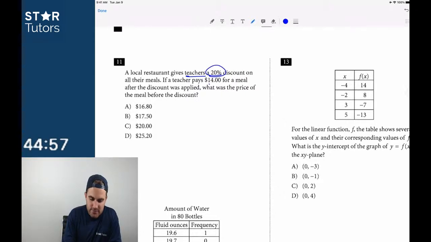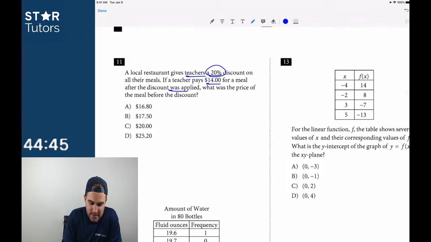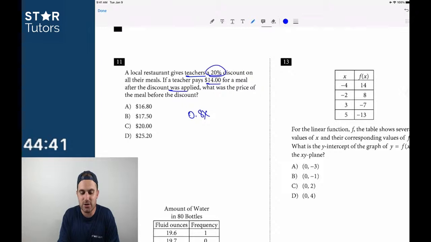If a teacher pays $14 for a meal after the discount was applied, what is the price of the meal before the discount? Okay, so be careful. This is a 20% discount on all their meals. If they pay $14 per meal after the discount, that would mean 0.8x, because you're taking 20% off, which is 100% minus 20%, is 80%, equal to $14. I'm going to divide both sides by 0.8.